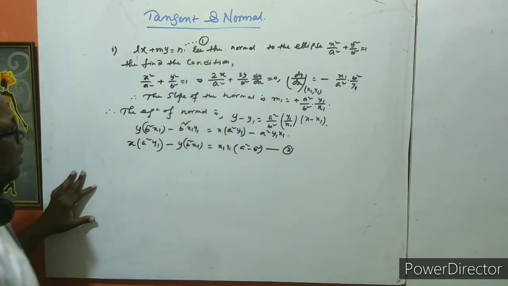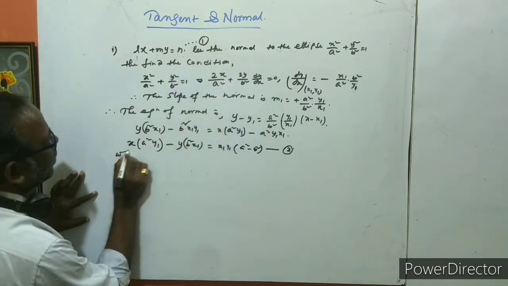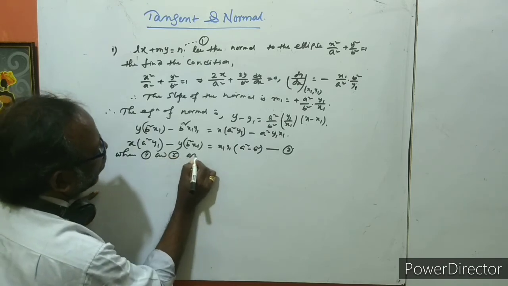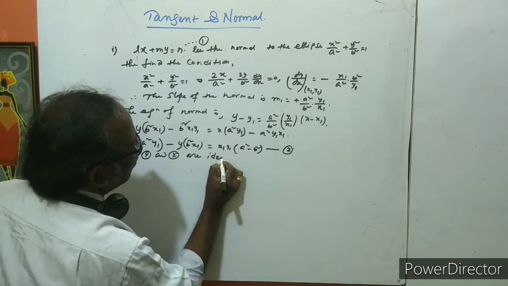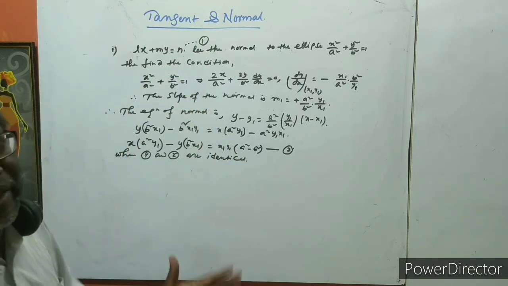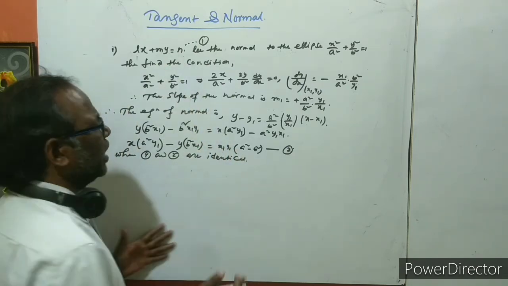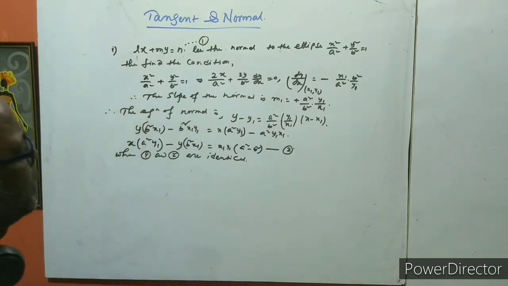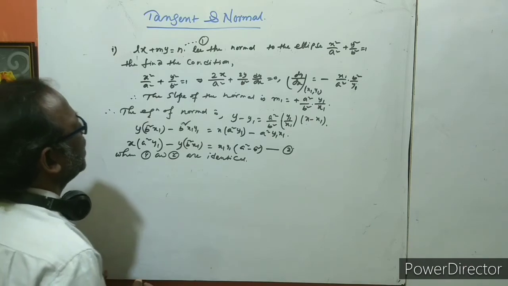Let us assume this is 1. When 1 and 2 are identical, this is the normal and this is also the normal, so both lines are the same, meaning identical. So you can use the ratio of the coefficients of x and y and the constant, which will be the same.